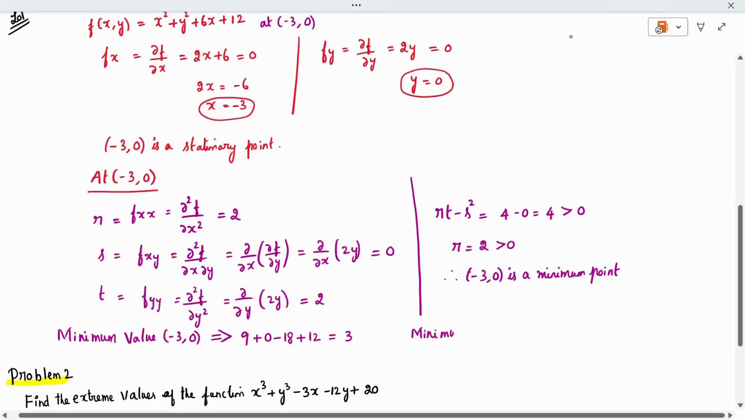You have to write it like this: the minimum value is 3. So completed.